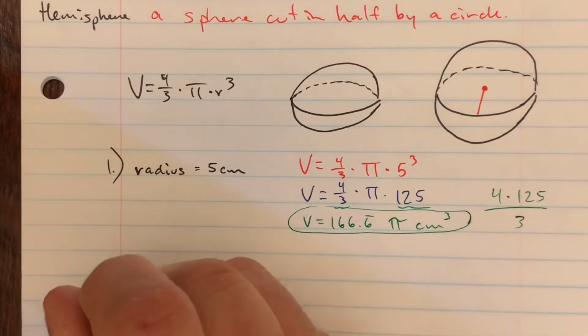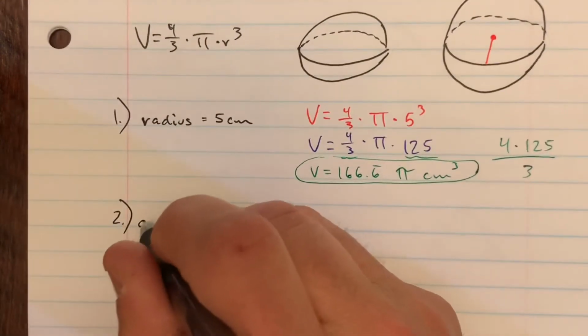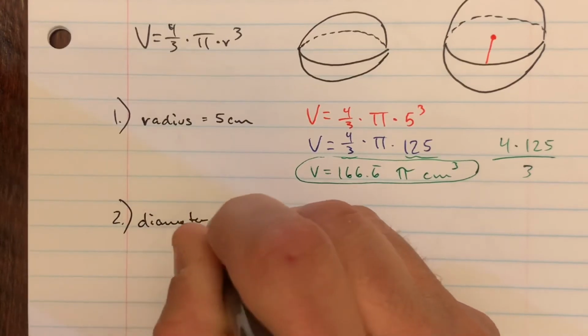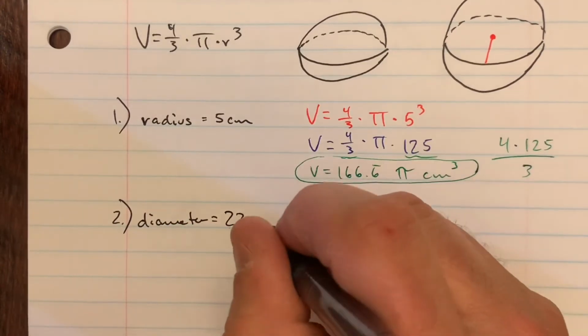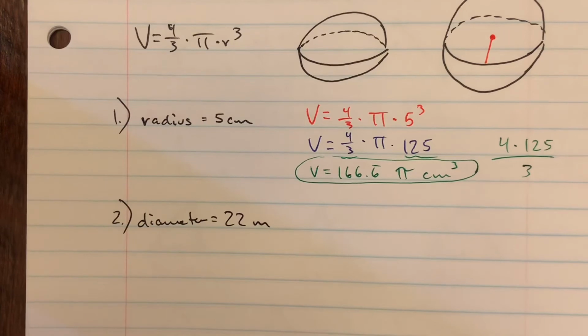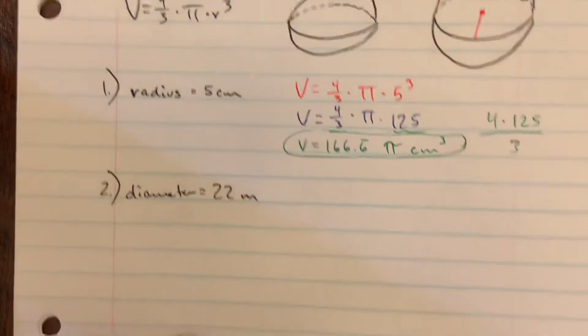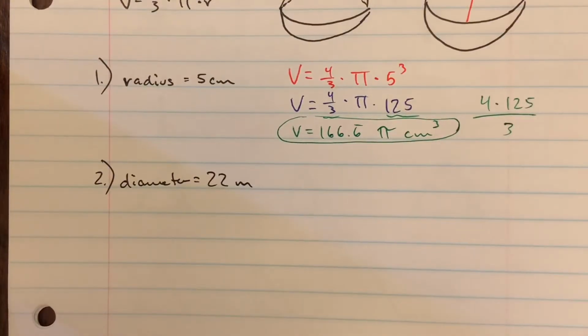Example 2. Our diameter equals 22 meters. I don't know what this is, but it's a big sphere. Maybe it's like an asteroid. Perfect sphere hitting the Earth. I've seen the movie Armageddon before. All right.